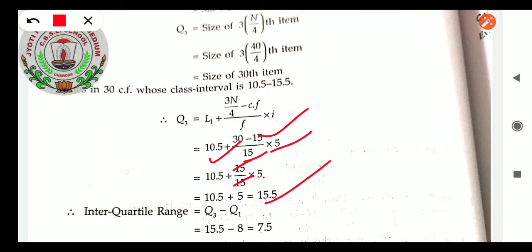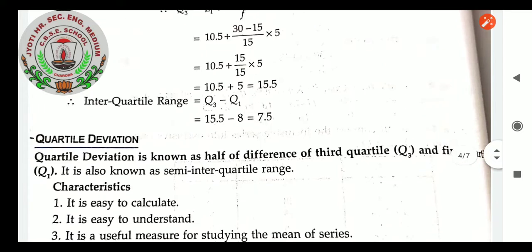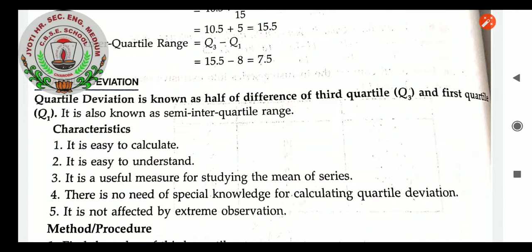Now we will proceed with the next topic of the chapter, that is quartile deviation. First of all, the meaning of quartile deviation. What do you mean by quartile deviation? Quartile deviation is known as half of the difference of the third quartile and first quartile. It is also known as semi-interquartile range. Characteristics: it is easy to calculate, it is easy to understand. It is a useful measure for studying the means of series. There is no need of special knowledge for calculating quartile deviation. It is not affected by extreme observations.